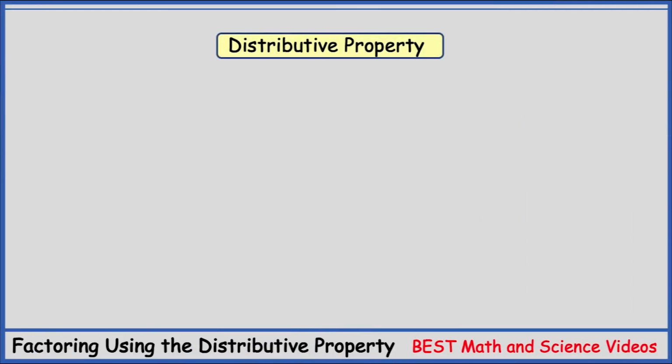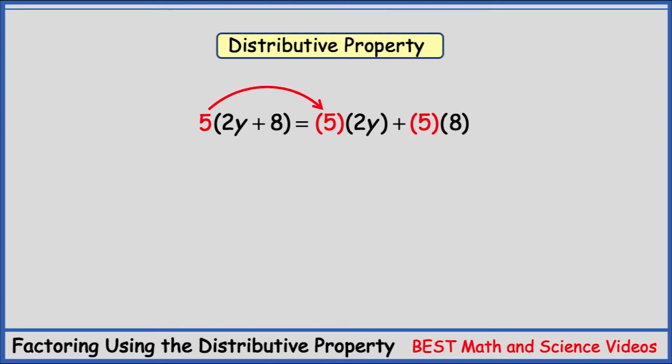According to the distributive property, if you have a group of numbers or variables that are added or subtracted, and you multiply the group by another number or variable, you can distribute the multiplication of the number or variable to each term in the group. So 5 times the sum of 2y plus 8 becomes 5 times 2y plus 5 times 8, which multiplied equals 10y plus 40.